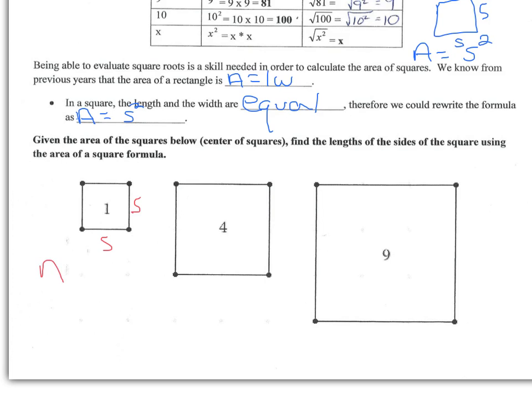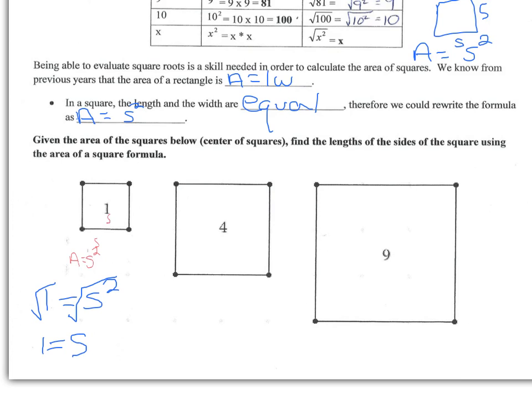First, I'll start by rewriting the formula. A equals s squared. Now I'm going to plug in what I know. The area is a 1. So 1 equals s squared. To solve for s, you take the square root. That way you can get rid of the squared. The square root of 1, if you don't know it, you have it in your chart above. You can use your calculator. Just type square root of 1. And you get 1 equals s. So the lengths of the sides are 1.